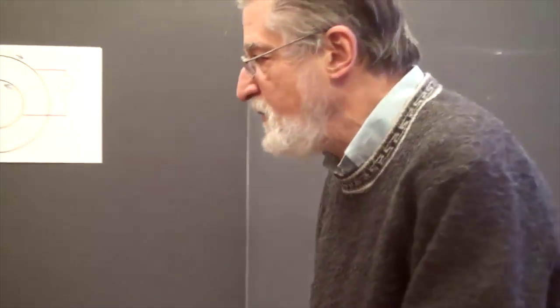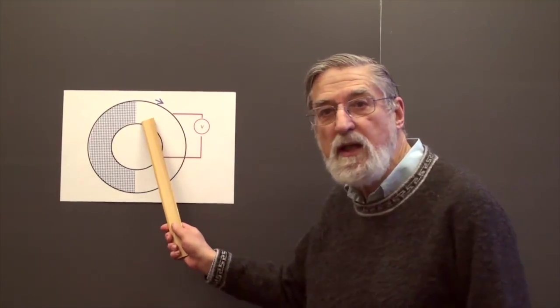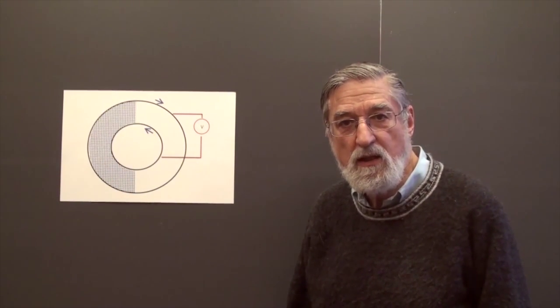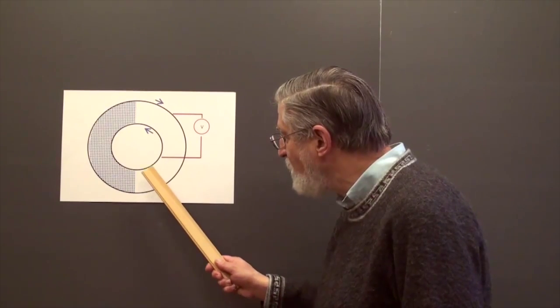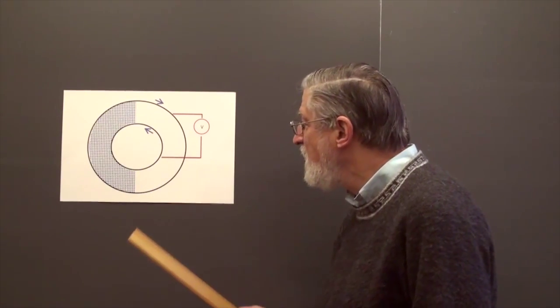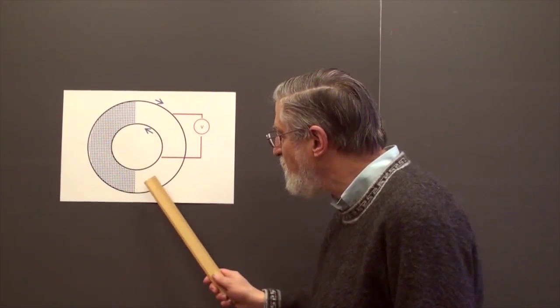In order to see this, let me bring your attention to this figure that I have posted over here. This is supposed to represent a two-dimensional electron gas in an annular Corbino geometry. This is the two-dimensional electron gas. It is bounded by these two edges. I've divided the ring into two parts.